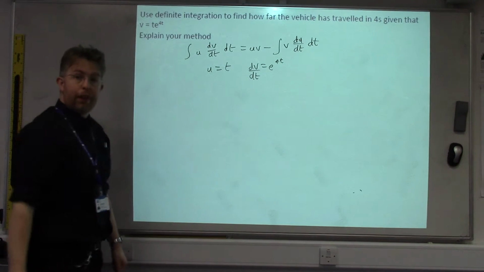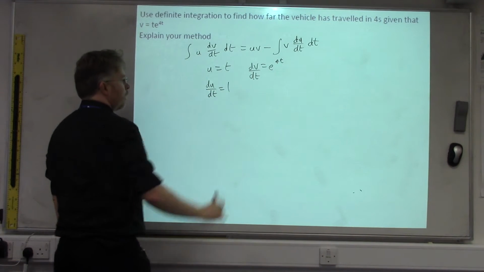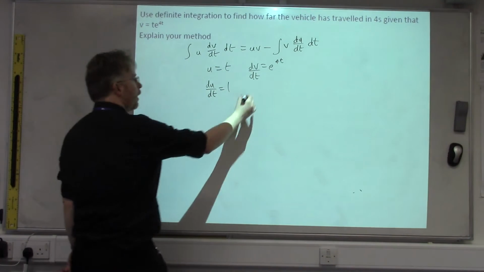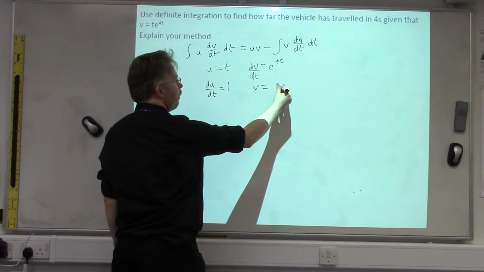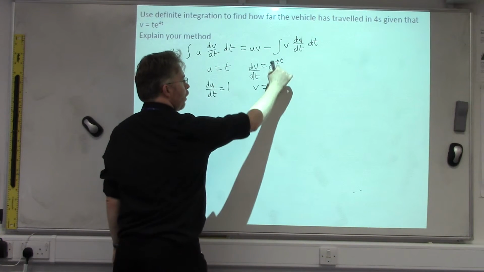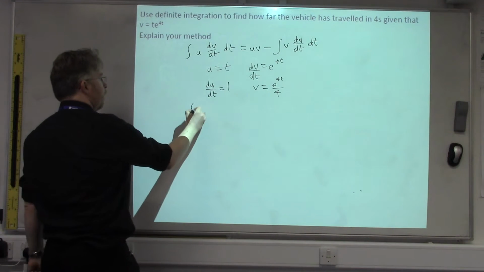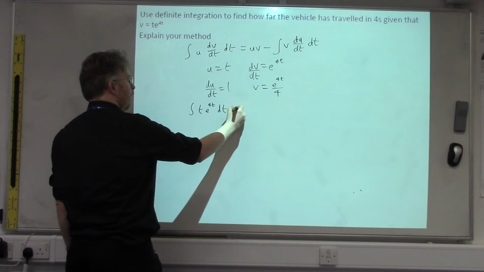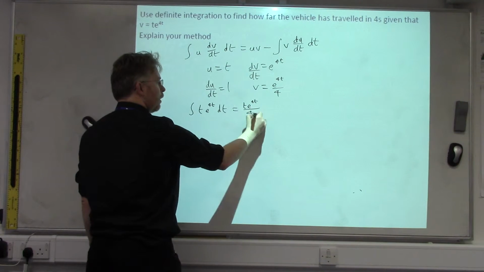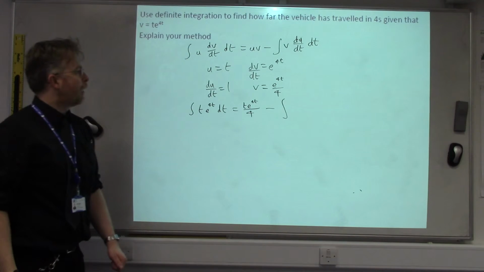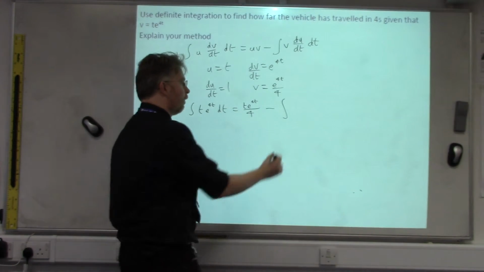So because it's u times dv by dt, we need to differentiate the u to get du by dt, which is equal to 1. We need to integrate the e to the 4t to get v. So to integrate e to the power, we need to divide by the 4. Whatever the number is in front of the t, that's what we're going to need to divide by. So plugging that into the formula, the integral of t e to the 4t dt equals u times v, so t times e to the 4t over 4, minus the integral of du by dt times v, well du by dt is 1 times e to the 4t over 4.